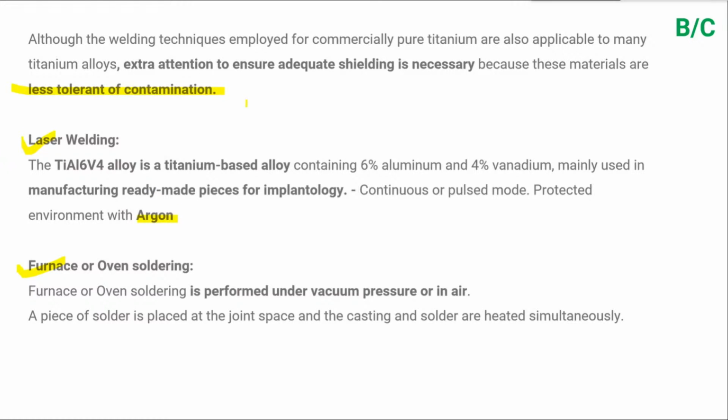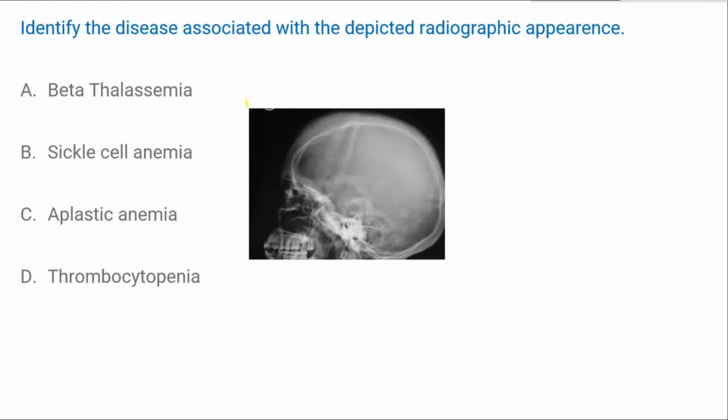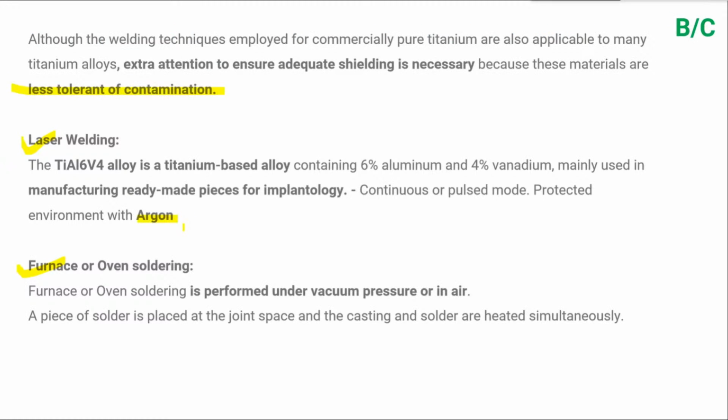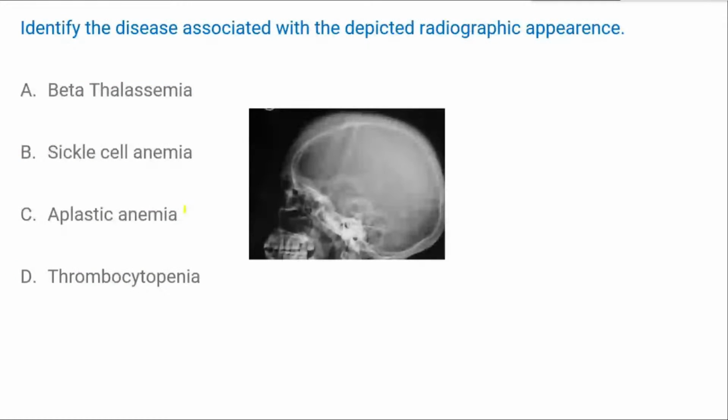So that is why I have given both B and C as options. The order of preference first will be furnace welding under vacuum, or lasers. Lasers are most common for welding of alloy, but you will have to maintain the environment with inert gases. We'll move on to the next question.